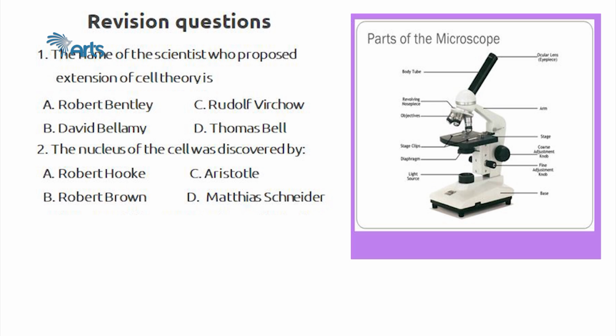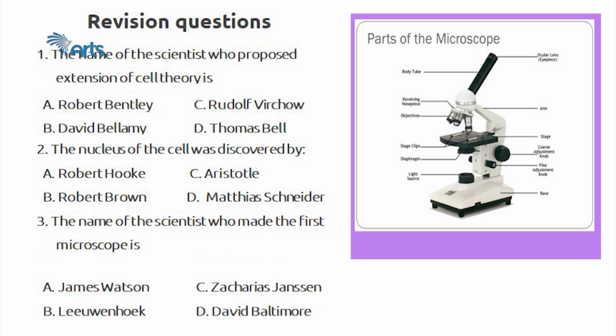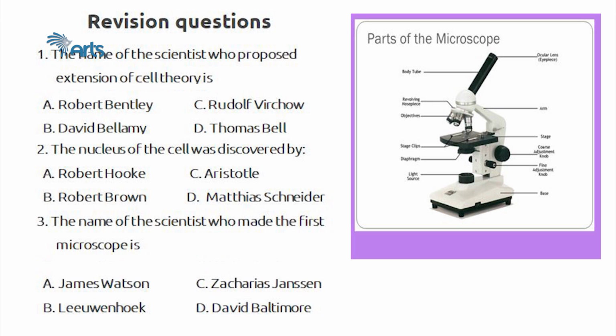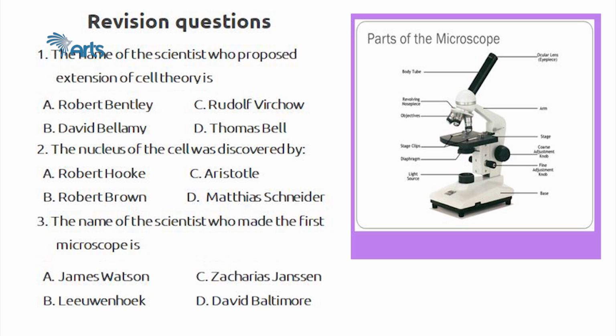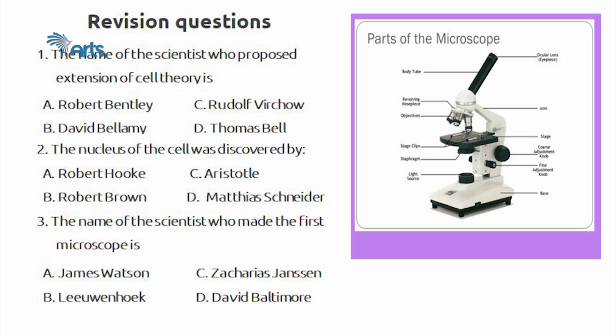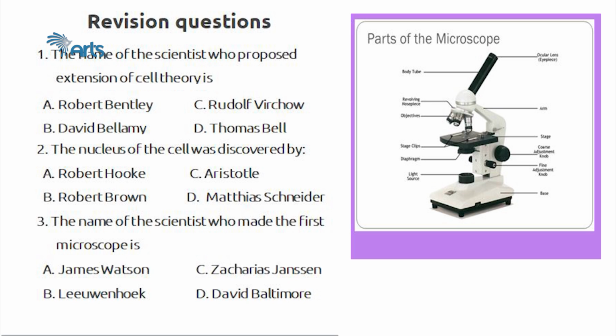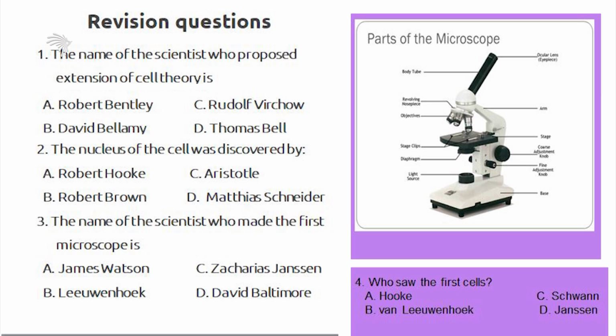Third question, the name of the scientist who made the first microscope is A. James Watson, B. Lewin Hooke, C. Zacharias Janssen, D. David Baltimore. If your answer is C, you are correct. That is Zacharias Janssen.